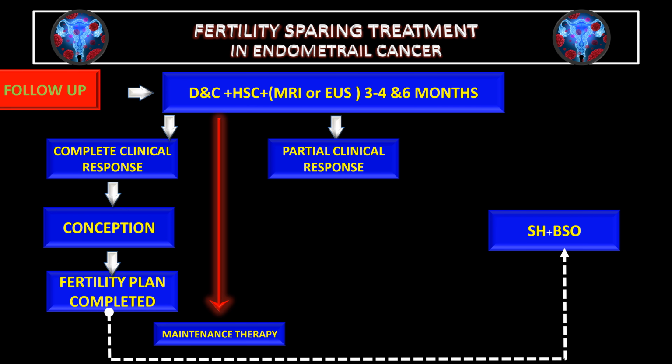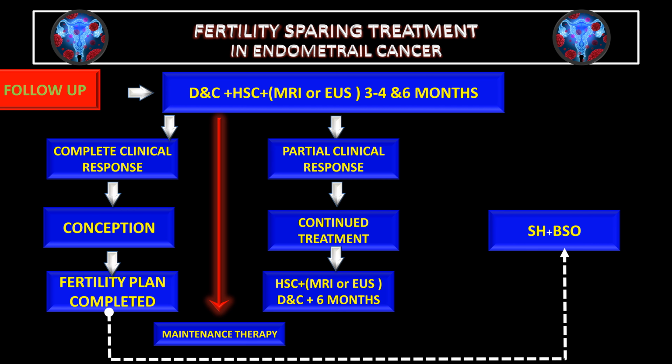After initial treatment, we did D&C, hysteroscopy, and ultrasound 3 to 4 months after starting treatment, and 6 months again after starting treatment, and there is partial clinical response. What will we do? We can continue the hormonal treatment and re-evaluate after 6 months from initial treatment by hysteroscopy, expert ultrasound or MRI, and dilatation and curettage to see what will happen.